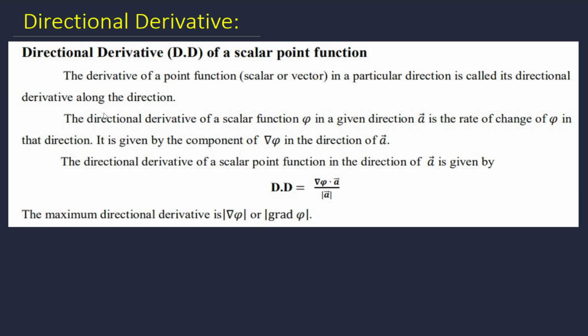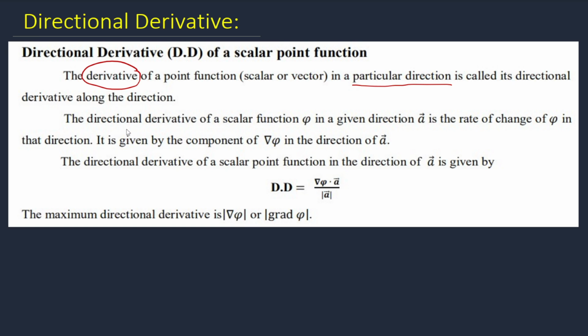The derivative of a point function, whether scalar or vector, in a particular direction is called its directional derivative. This is important. The derivative of a scalar or vector point function needs one direction, and that is called the directional derivative along that particular direction.